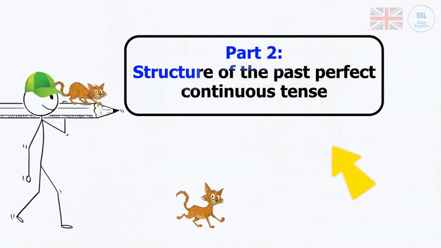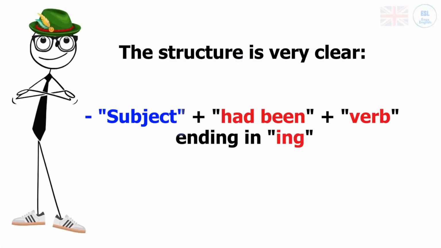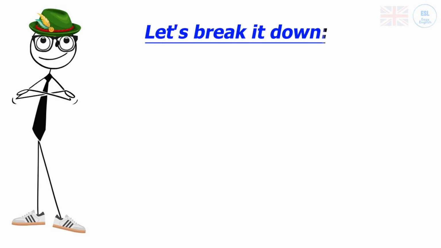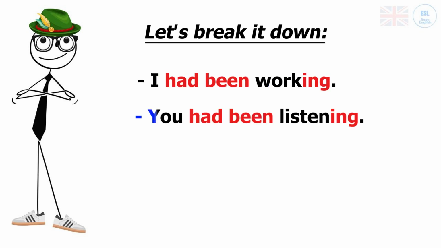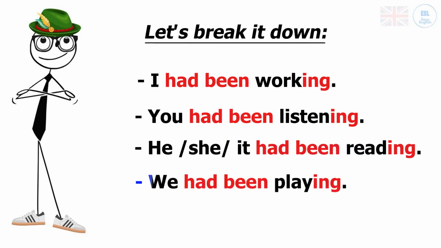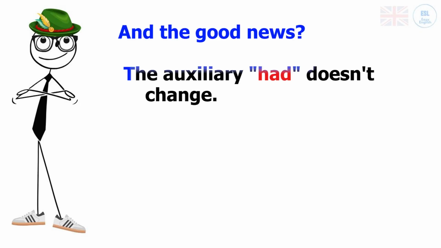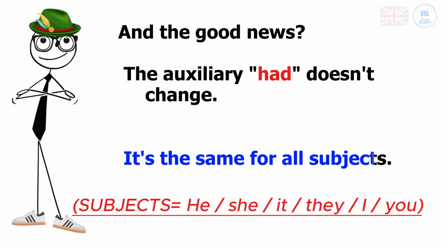Part 2. Structure of the past perfect continuous tense. The structure is very clear. Subject plus had been plus verb ending in ing. Let's break it down. I had been working. You had been listening. He, she, it had been reading. We had been playing. They had been cooking. And the good news? The auxiliary had doesn't change. It's the same for all subjects.